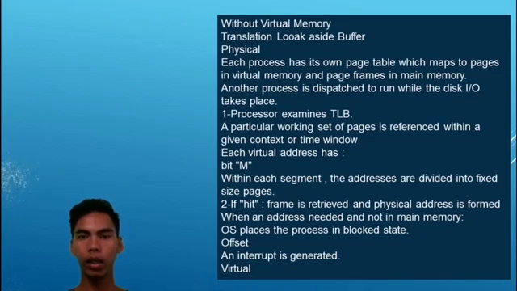Number 1. The processor examines the TLB. A particular working set of pages is referenced within a given context or time window. Its virtual address has bit M. Within each segment, the addresses are divided into fixed-size pages. Number 2. If hit, the frame number is combined with the offset to form the physical address needed in main memory. The OS places the process in a blocked state.